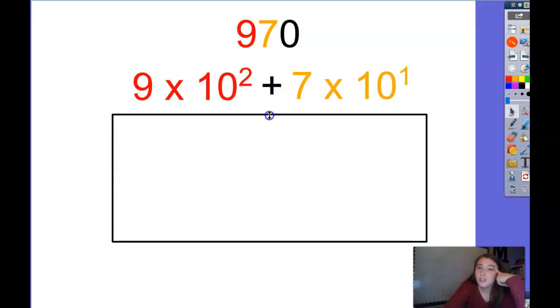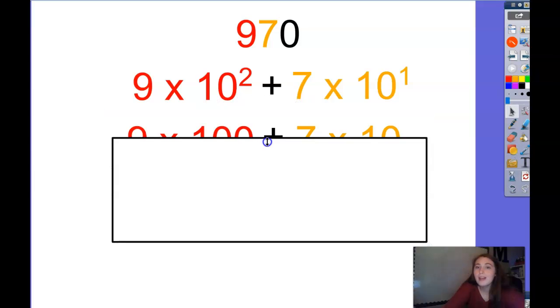If I make this into exponential form, I see that 9 times 10 to the second is for my red, my 900, because 9 is in the hundreds place. And 7 times 10 to the first is for the 70, because it is in the tens place. There's also one place value after the 7 for the ones, and there are two place values to the left of the ones for our 900.